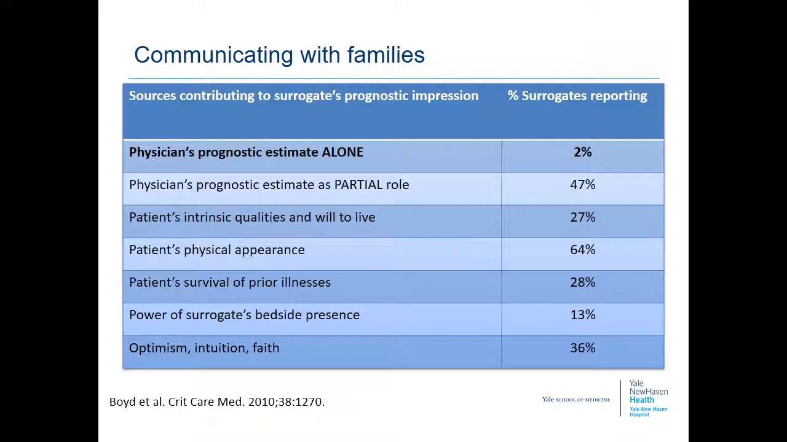You see only 2% of folks who participated in this study reported that the physician's prognostic estimate alone is what they relied on for their own impression of prognosis. Closer to 50% said it played a partial role, but on the slide you can see an array of other factors, such as the family's impressions of the patient's intrinsic qualities, their impressions of the physical appearance of the patient, the patient's survival, and prior illnesses. All of these play a huge factor in how surrogates assess prognosis in their own minds.